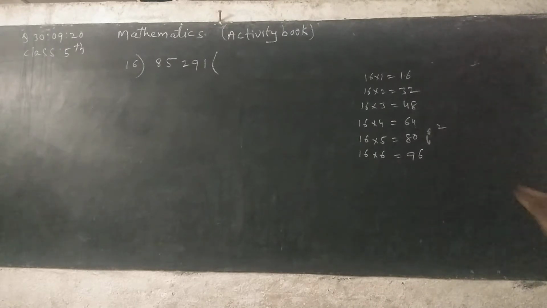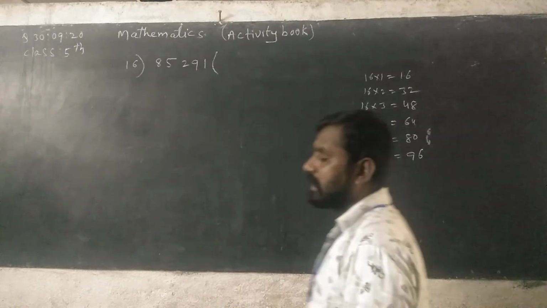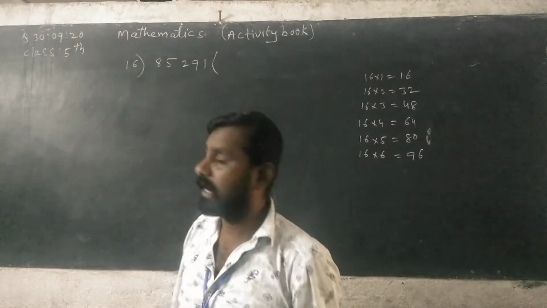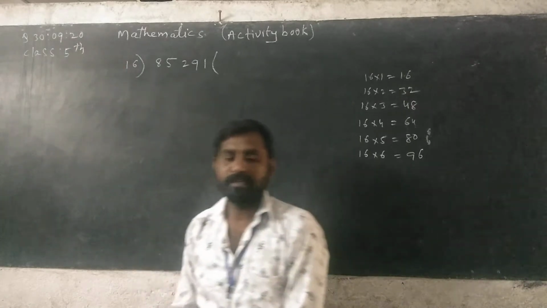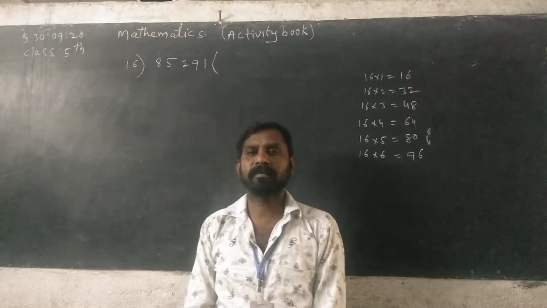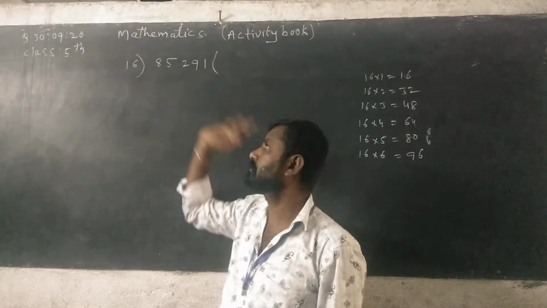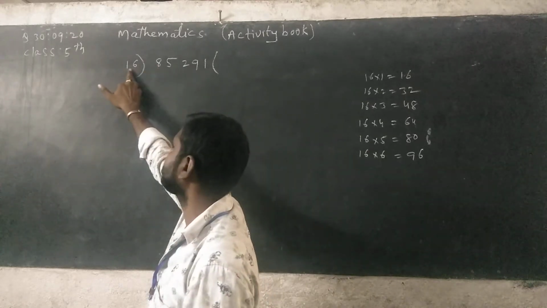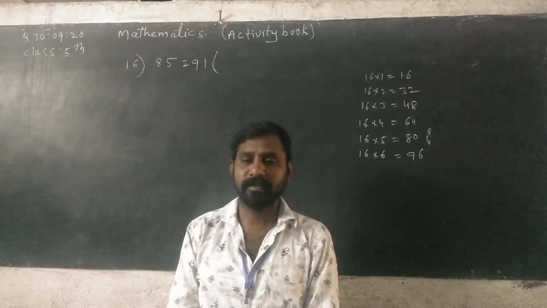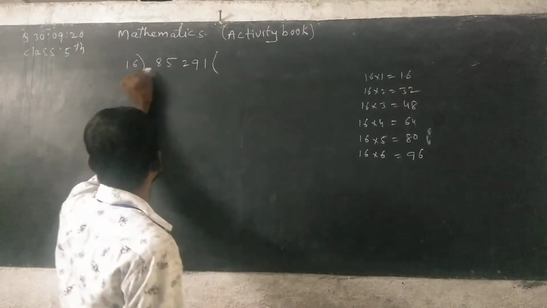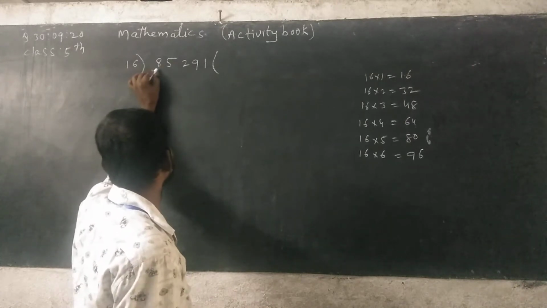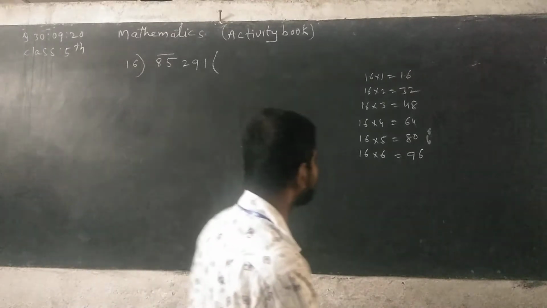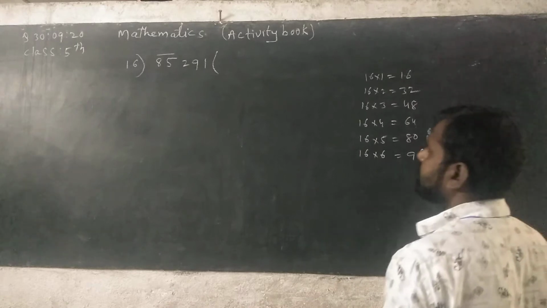See here, 85,291 is the dividend and 16 is the divisor. While doing division problems, we have to go from the left side. First we take 8, but 8 is less than 16, so it won't work. Then we take 2 digits from the left side, that is 85.